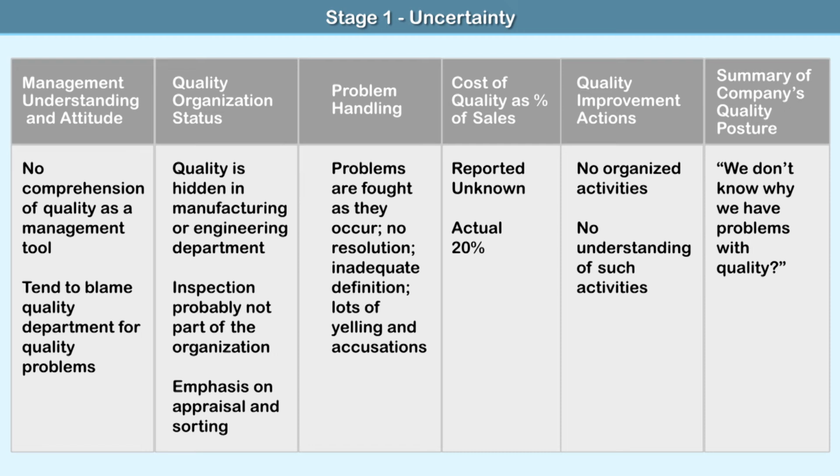Problem handling at stage 1. Problems are fought as they occur. No resolution, inadequate definition, lots of yelling and accusations. Cost of quality as percentage of sales at stage 1. Reported is unknown. Actual is 20%.